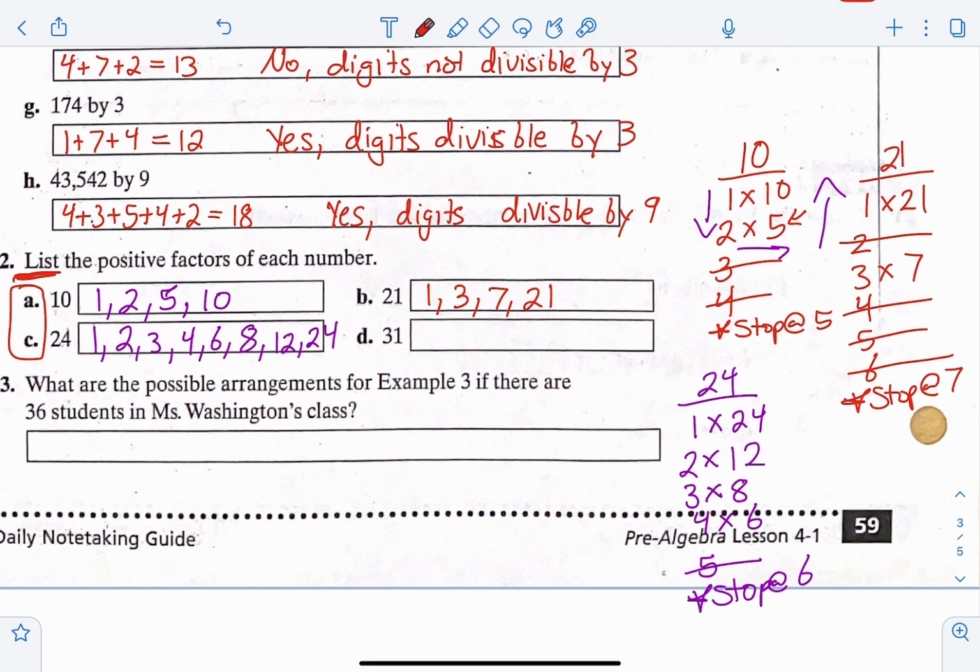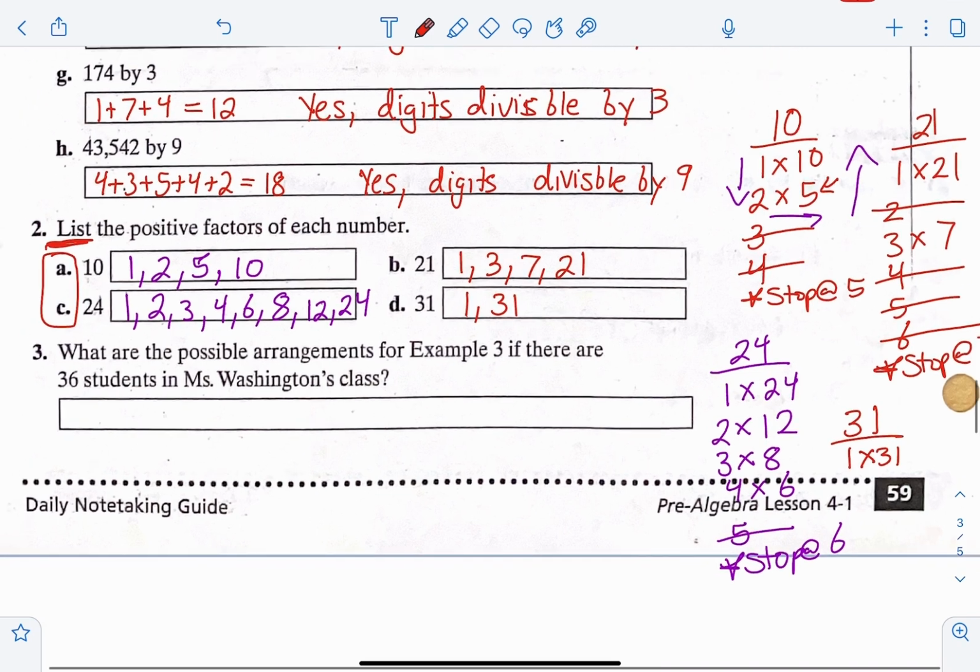31 was tricky. Some of you probably tried a lot of things. I'm going to tell you 31 is a prime number. So remembering that that means that only 1 and 31 go into it. So you're just going to have 1 times 31. And that's going to be your answer, 1 and 31.